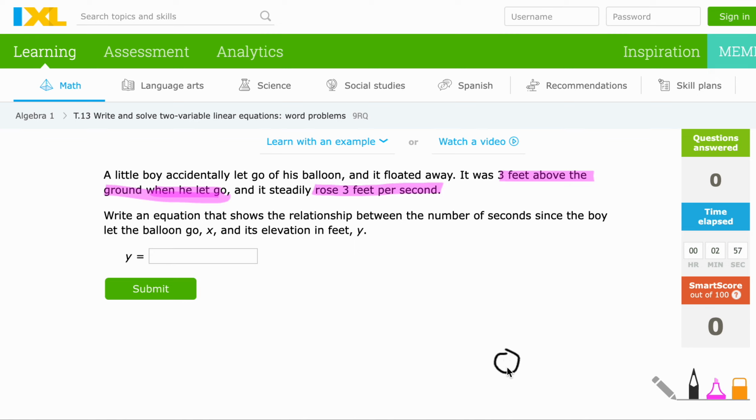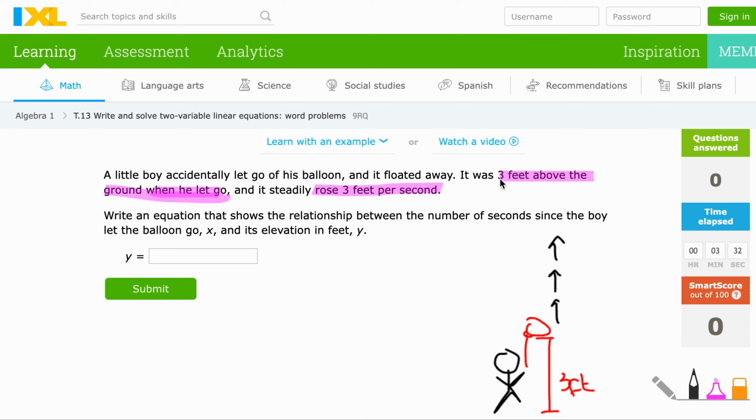It was a little boy and he had a balloon in his hand, right? And he was holding the balloon, and the distance from the balloon to the ground, it says, was 3 feet, right? I don't have a mouse, so sorry for my handwriting, but it's 3 feet above the ground. And then as it rose, it went up every second. It went 3 feet, and it went another 3 feet, and another 3 feet, right?